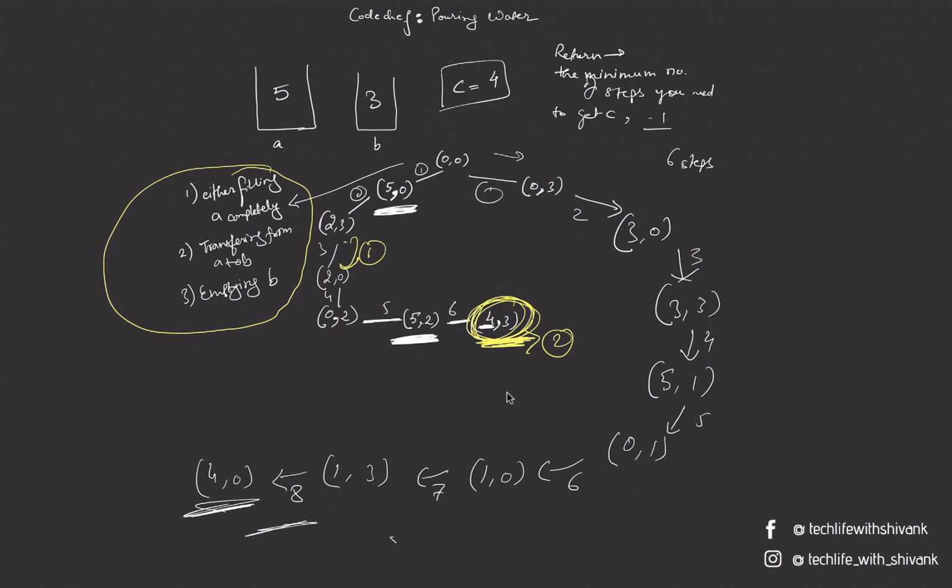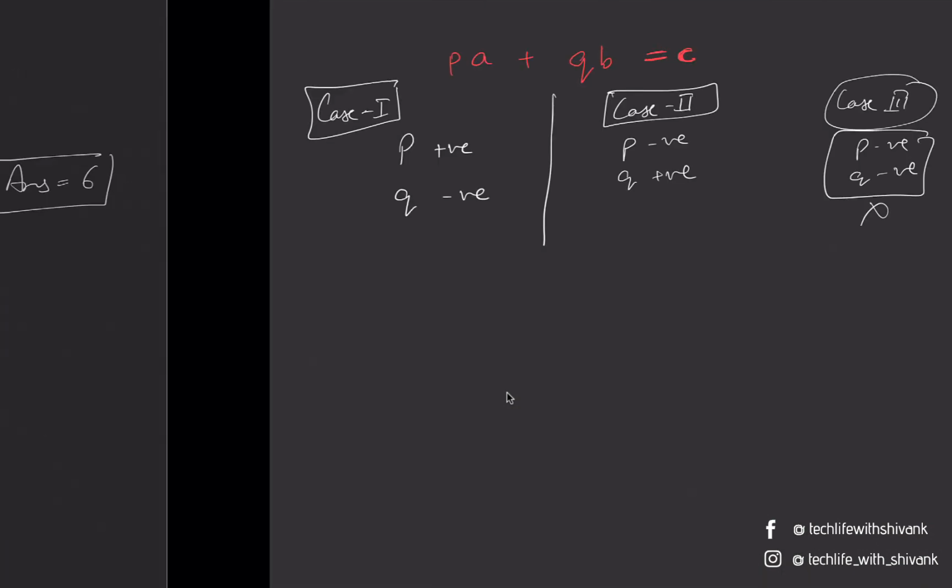So 8 steps in this case, but the answer is the minimum of these, and the minimum of these is 6, hence the answer is 6. So basically we'll follow both the paths, and for whichever path gives the minimum answer, we'll use that path and obtain our answer for the following.